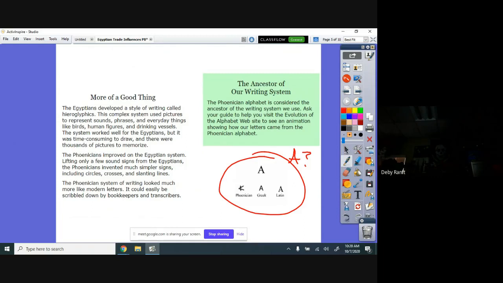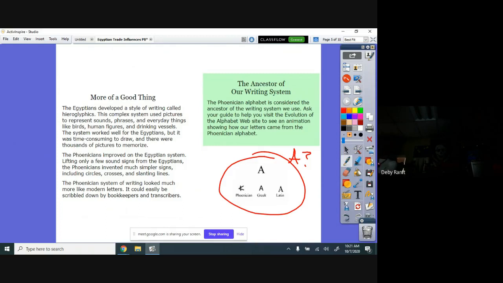The Phoenicians improved on the Egyptian system, lifting only a few sound signs of the Egyptian. The Phoenicians invented much simpler signs, including circles, crosses, and slanting lines. The Phoenician system of writing looked much more like modern letters. It could easily be scribbled down by bookkeepers and transcribers.